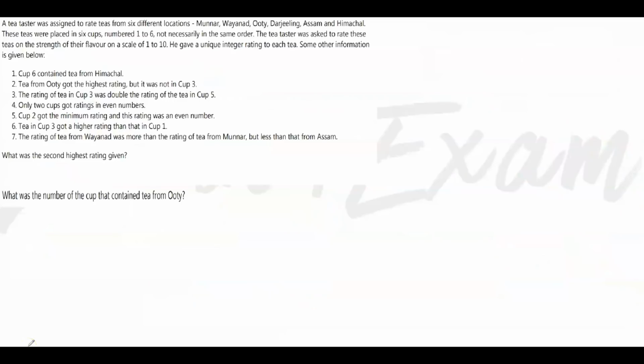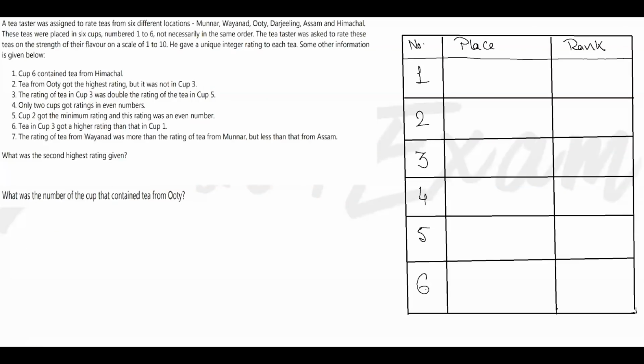Okay, so this is the third set that we have for today. Please pause the video and read the set nicely, and then we'll start solving this one out. Okay, so this is the question that we have in front of us, and for this question I have made a table that you can see on the right hand side of your screen. Now we know that there are 6 cups, and I've numbered them 1 to 6. Now they belong to 6 different places and have been ranked between 1 to 10, both inclusive. Okay, so now let's read the question one by one, and let's see what turns up. What you have to also keep in mind is that all the ranks are different unique integers.